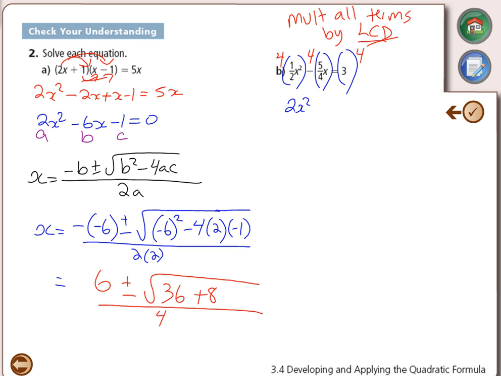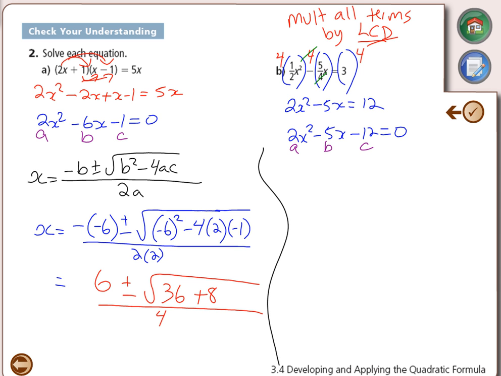Look at that. 4s are going to cancel off. We get 5x equals 12. Don't forget to multiply the 3 by the 4. That's where people make mistakes on these. Let's equate it to 0, just like regular. 2x squared minus 5x minus 12 equal to 0. And label our A, B, and our C. Formula. x equals negative b plus and minus square root b squared minus 4ac all over 2a. Plug her in.